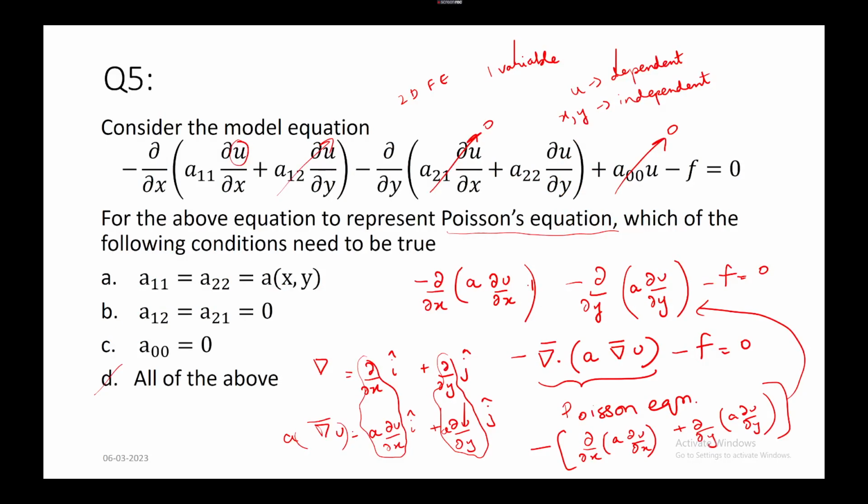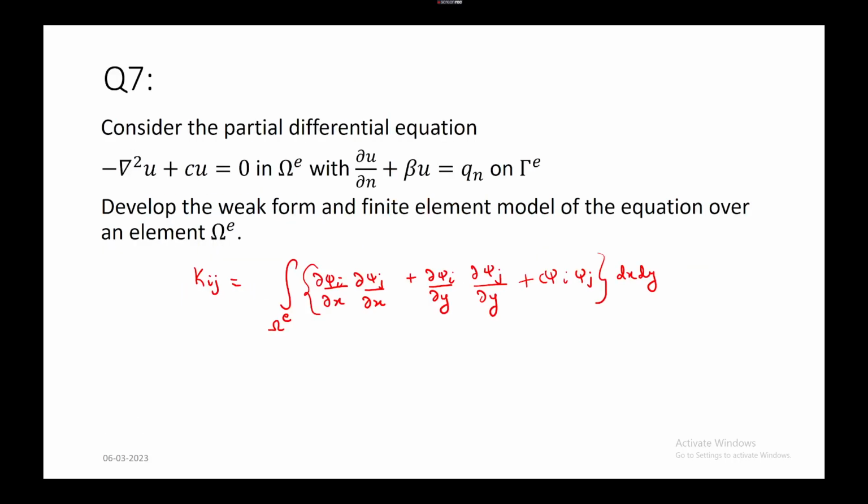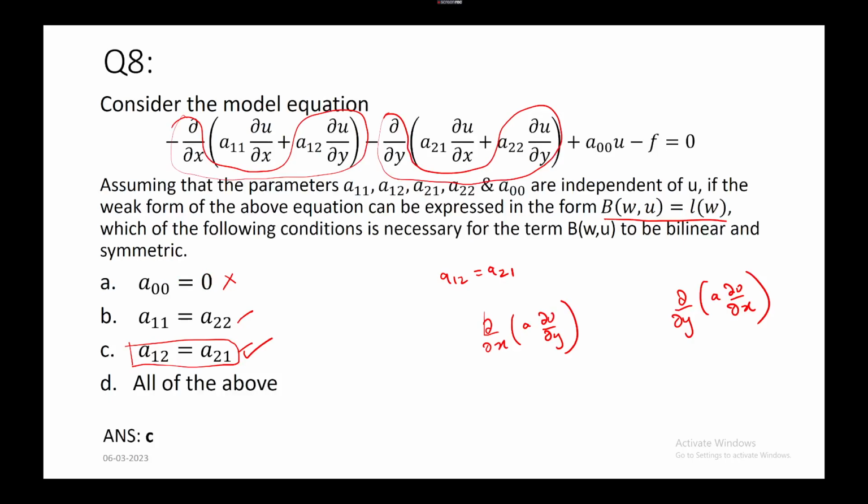Then we saw, for Poisson's ratio, what the relation is for A11, A12, A21 and A00. So this is one question. The next question was about the divergence theorem. Next we applied the divergence theorem, we calculated the weak form and the finite element model, that is, the stiffness matrix alone we calculated. The next is that for the BWB term to be bilinear, this is the necessary condition, all others are not necessary.